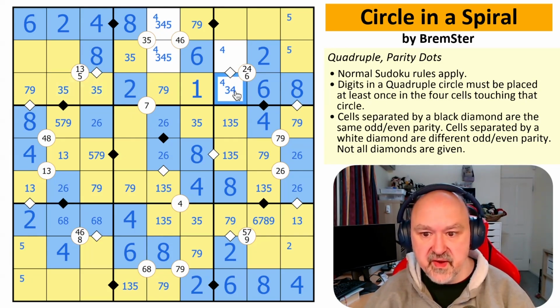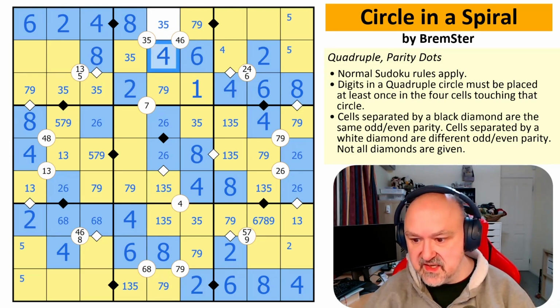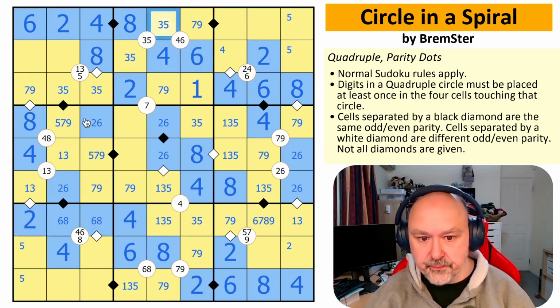So we've got a 3, 5 pair there, which makes this the 4, which means that is the last even. No, not quite. This is not the 4. This is the 4, and that is the last even, and this is odd.